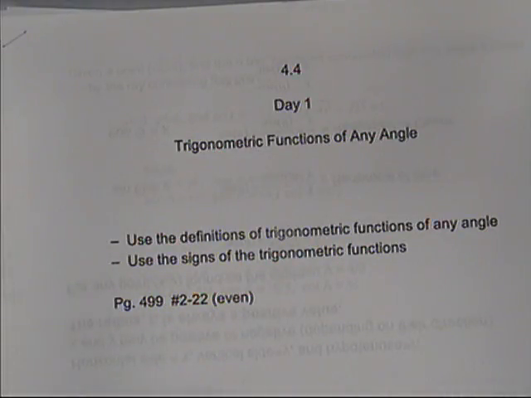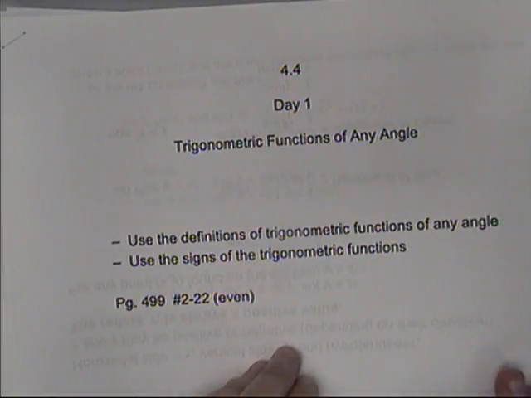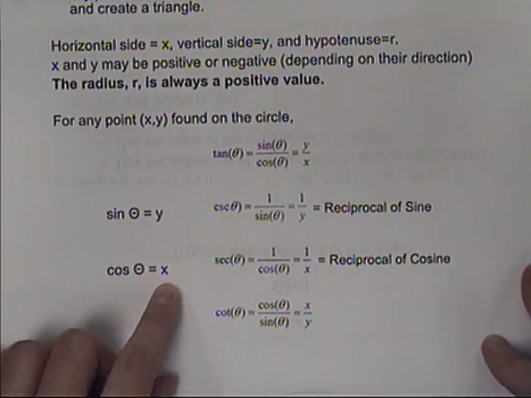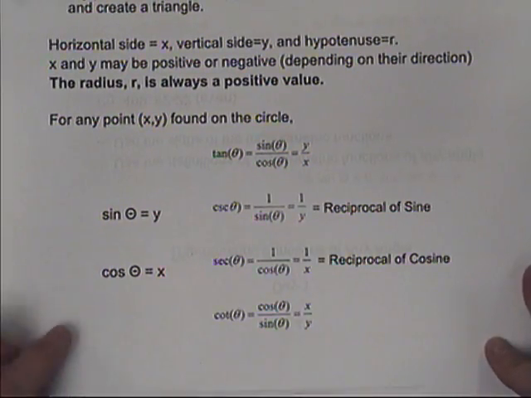Okay, this is 4.4 day 1, trigonometric functions of any angle. So far we've been working with standard angles, 30, 60, and 45 degrees. But today we're going to go back to our basic definitions of sine, cosine, tangent, and so forth. And they are that sine is y, cosine is x, and then you've got some reciprocals.